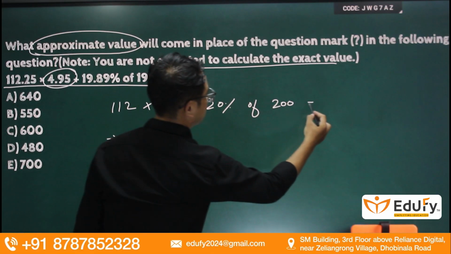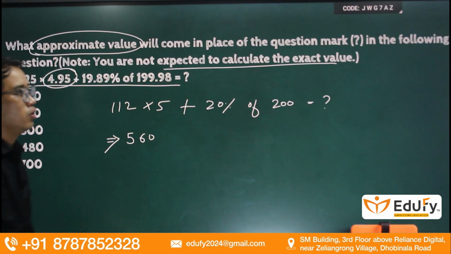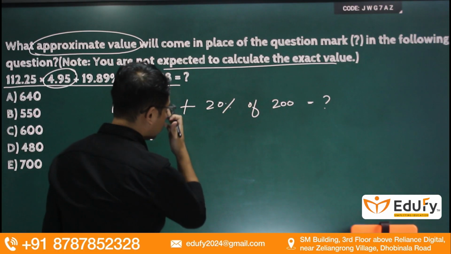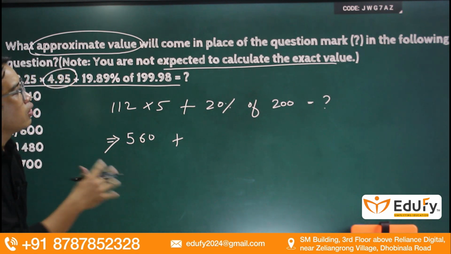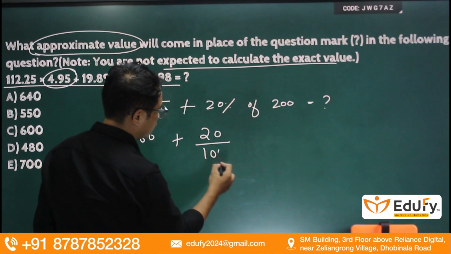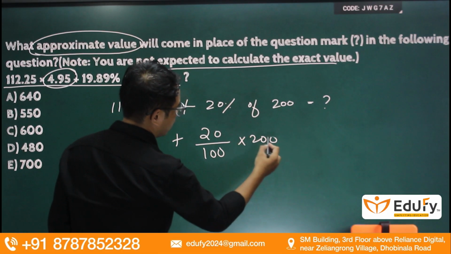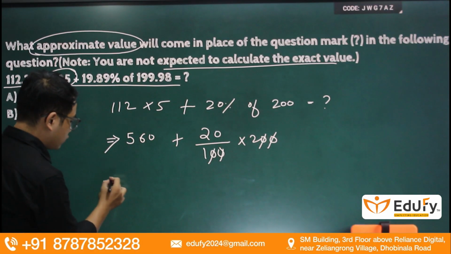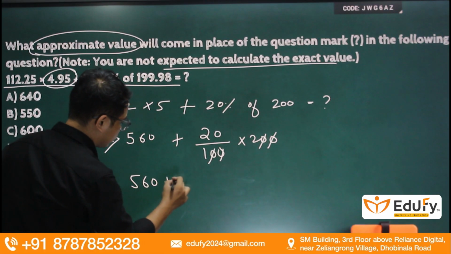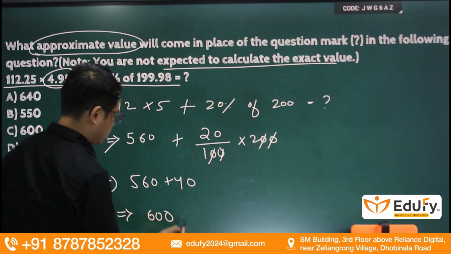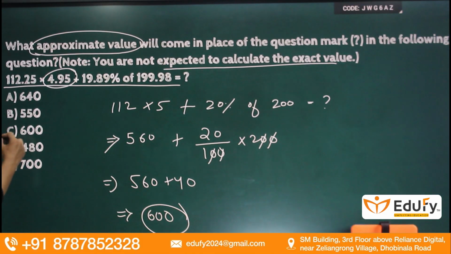Which is equal to the question mark, but obviously we have to see what the answer of this will be. So I will not be writing this more. 20% of 200. Now, you can solve it like this: 20% means obviously I have to write here 20 over 100, multiplied by 200. I cancel the zeros and I'm getting 40. Now, this is 560 plus 40, so your answer should be 600. So this is your answer 600, and obviously your answer 600 is here.